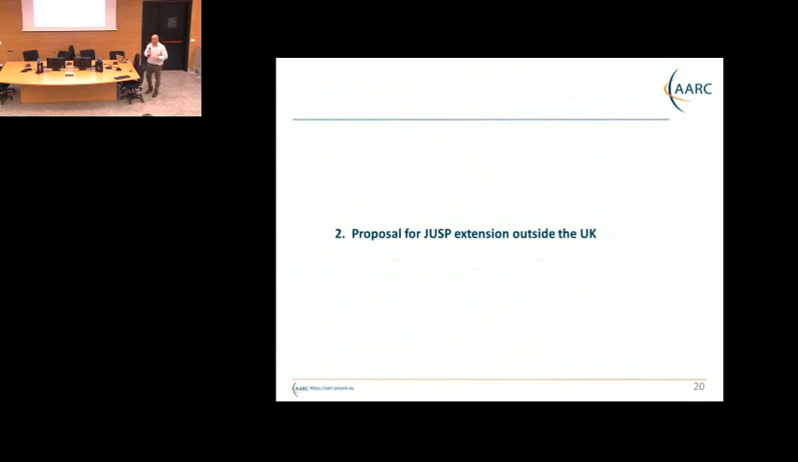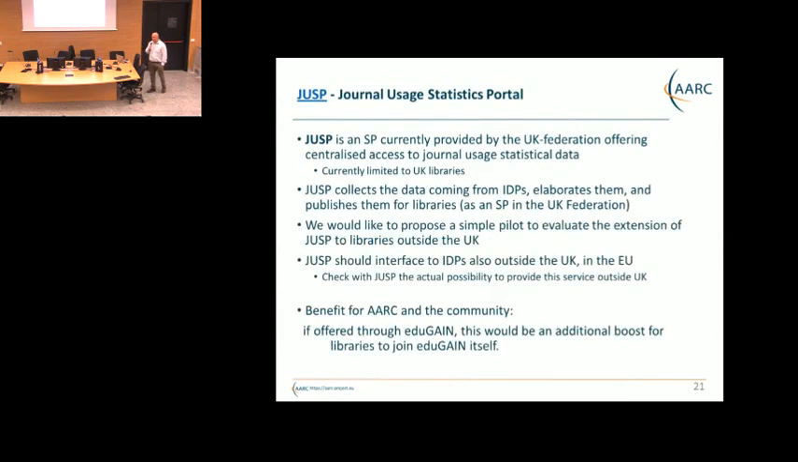Now, another pilot we would like to bootstrap is trying to propose the extension of JUSP outside the UK. Of course, we need to discuss with them, but JUSP is a very nice service provided in the UK. The UK Federation is offering centralized access to journal usage statistics data. Well, it is currently limited to the UK libraries.